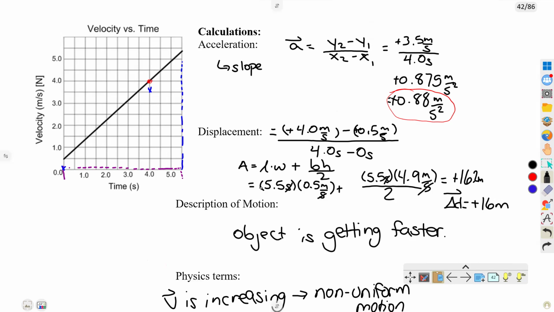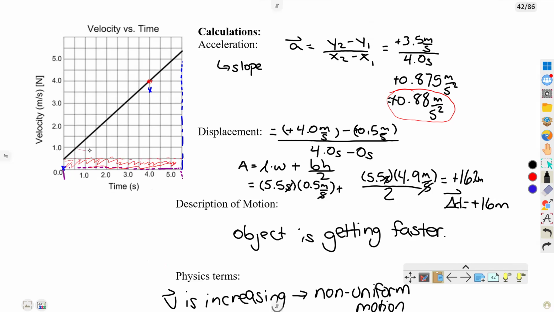Now, the displacement is going to be a little trickier here, because you'll notice we're not starting at 0. So I'm just going to draw a bit of a dotted line here to divide the graph up into 2 places. Now, our first area is going to be this part here. So it's a really long, skinny rectangle. It's 5.5 seconds in length. It's 0.5 meters per second in height. So we're going to multiply those two together to come up with the area for that section.